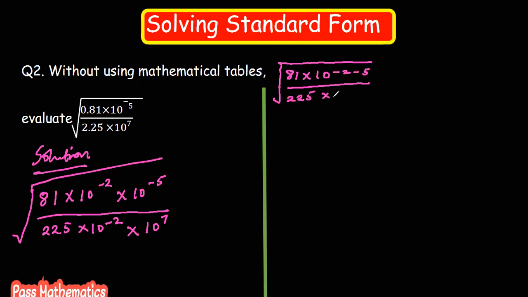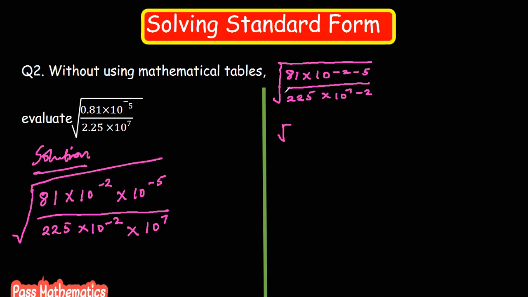225 times 10 to the power of 7 minus 2. Let's take the square root now. So taking the square root, we are going to express this as this in order to make it simple so that no one will be confused. This is going to be root 81.